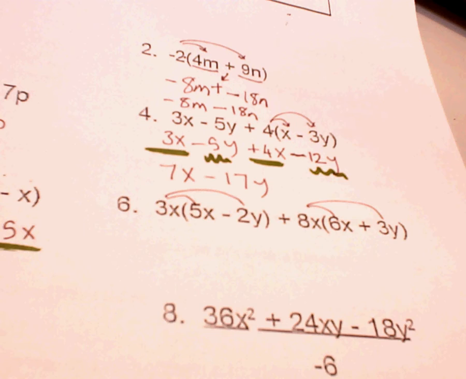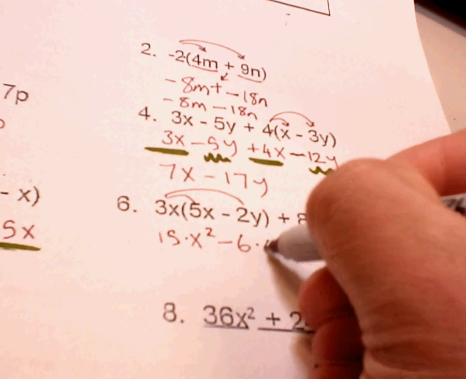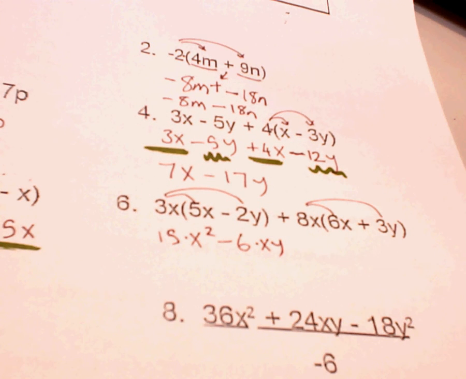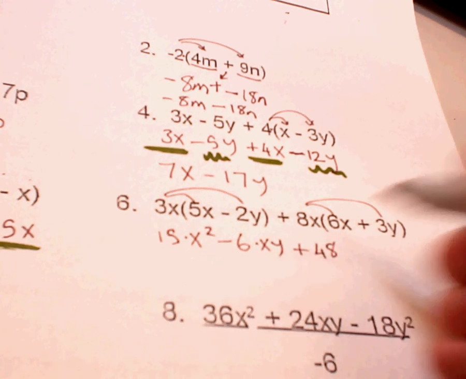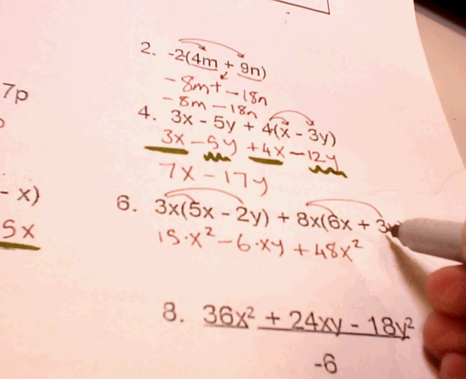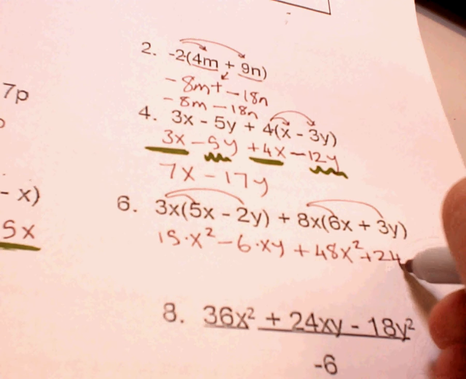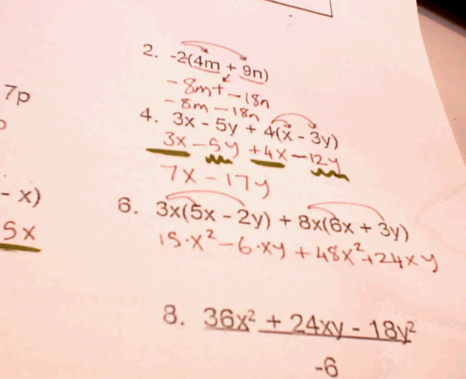3x times 5x, 3 times 5 is 15. X times x is x squared. 3 times negative 2 is negative 6. X times y is xy. 8 times 6 is 48. X times x is x squared. As you can see, I'm multiplying the numbers first and then taking care of the variables. Positive 8 times positive 3 is positive 24. X times y is xy. Adding a positive is addition, so I keep my addition sign. Adding a negative is subtraction, so I keep my subtraction sign.